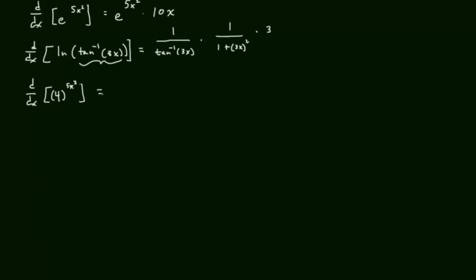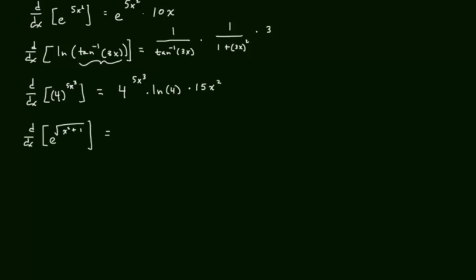Next, derivative with respect to x of 4 to the power of 5x cubed. A to the stuff. So the derivative is a to the stuff times natural log of a, and we can't forget the derivative of stuff, 15x squared.